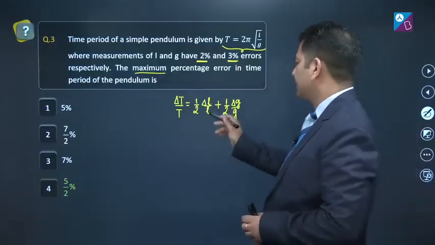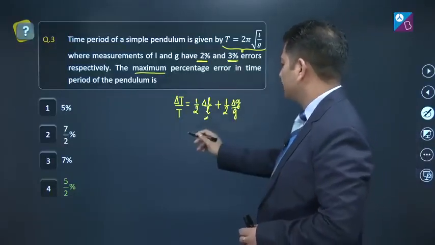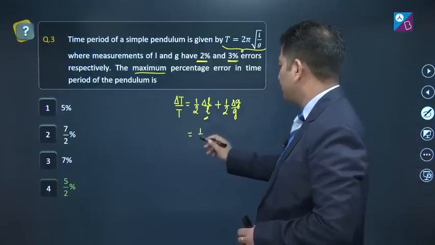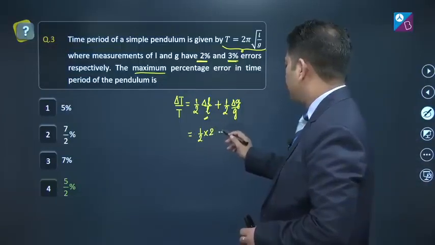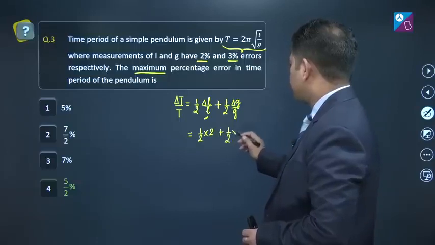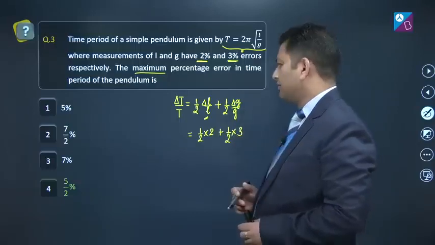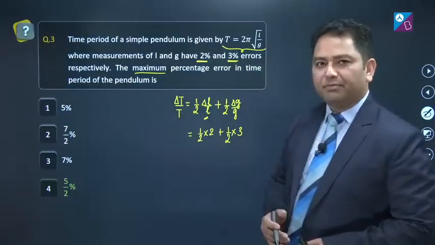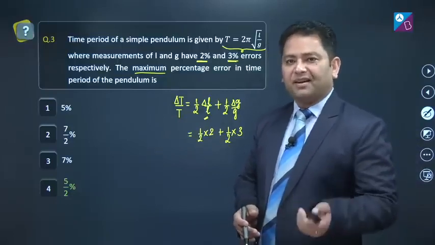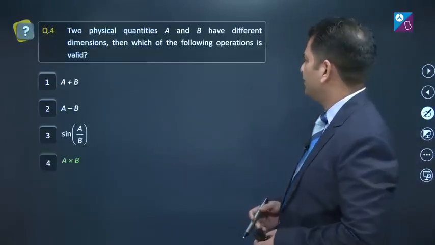So, the percentage error in length, that's given as 2%, so that is going to be 1 by 2 multiplied by 2 plus half delta G by G will be 3. So, how much will be the total percentage? 5 by 2%. Let's proceed to question number 4.